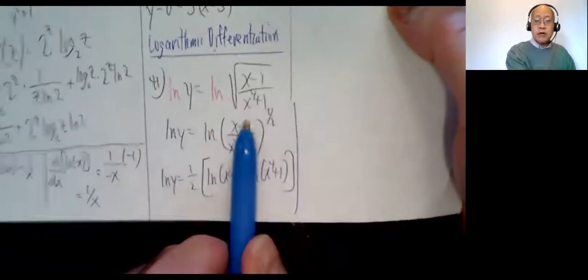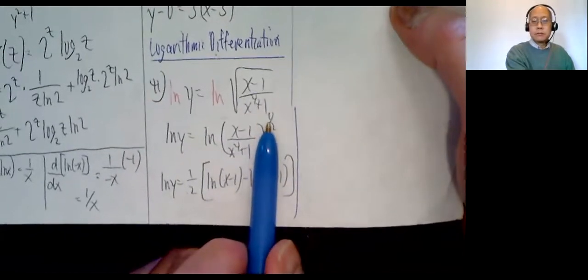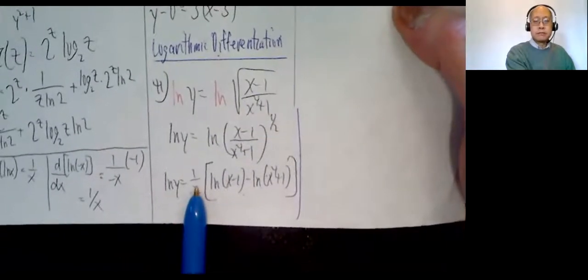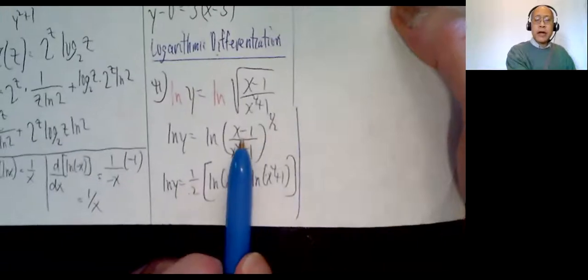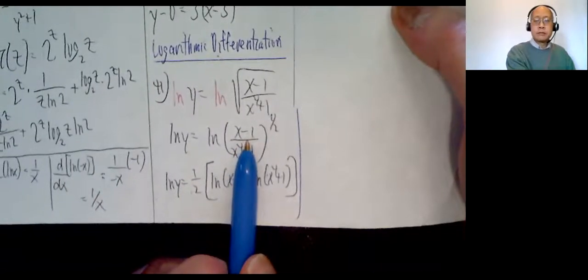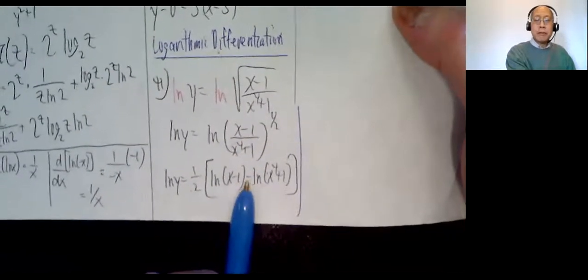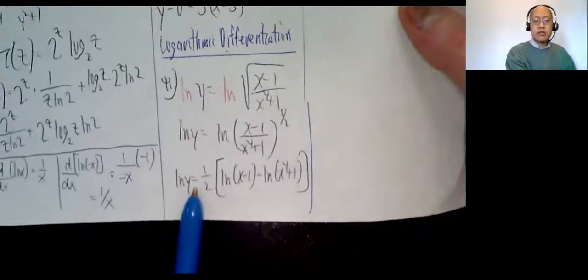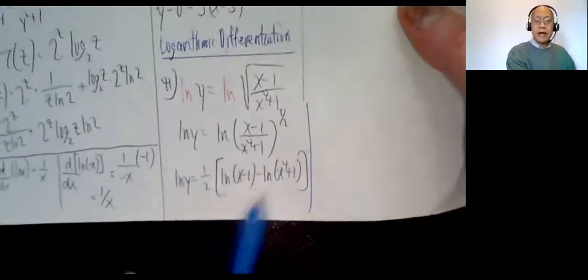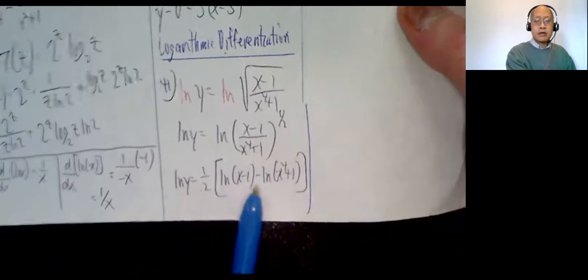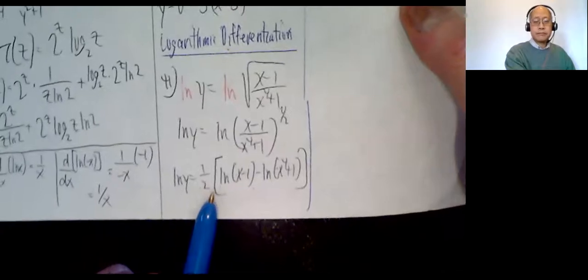Now that there's an ln here, what happens to the half? Come in front. How do I do ln of a quotient? Ln of the top minus ln of the bottom. So now I have natural log of y equals 1/2 bracket natural log x minus 1 minus natural log x to the fourth plus 1. This is much, much easier to do, believe me.